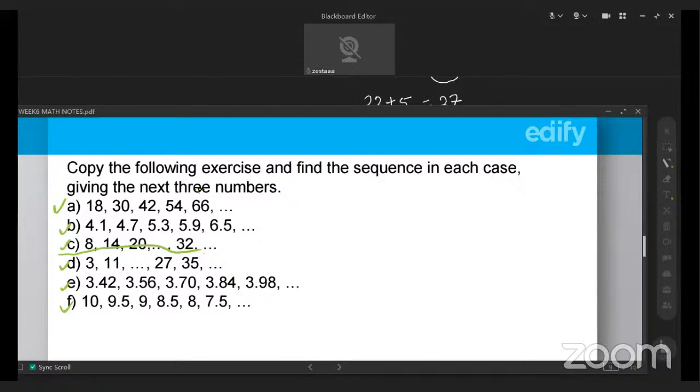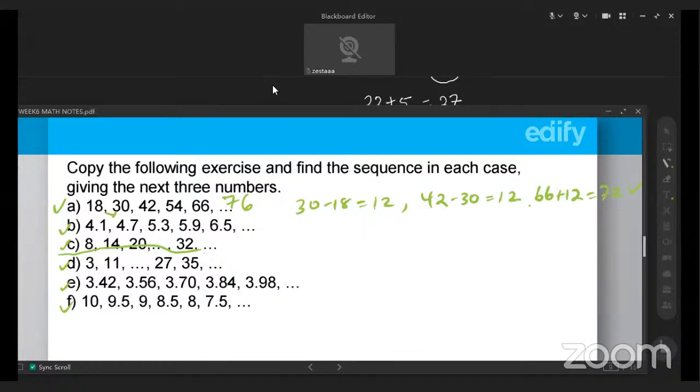Blessing? Yes, teacher. Please give us for the first one the next value. 78. How did you get it? I added 12. So this one is 30 minus 18, which is 12, eh? Then we have 42 minus 30, which is 12, eh? So this one will be 66 plus 12, which will be 78. Good. Thank you. Got that.